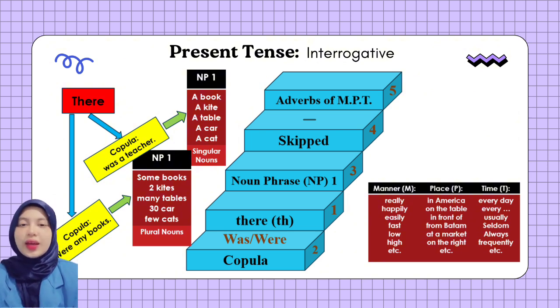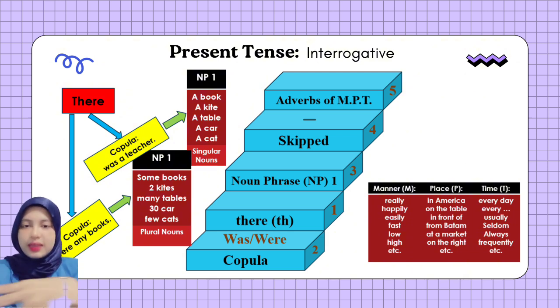Three, past tense interrogative. Finally, let's look at how to form questions in the past tense, specifically yes or no questions using "was" or "were." Stairs 1, copula. The key to forming a question is to move the past tense copula, "was" or "were," to the very beginning of the sentence. Instead of "there was," we start with "was there" or "were there."